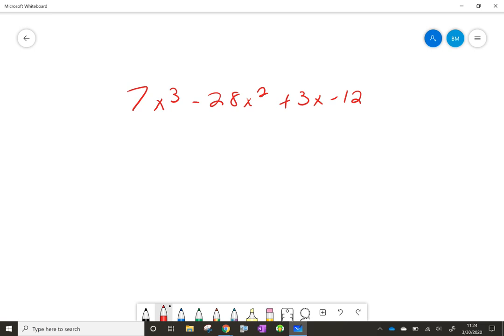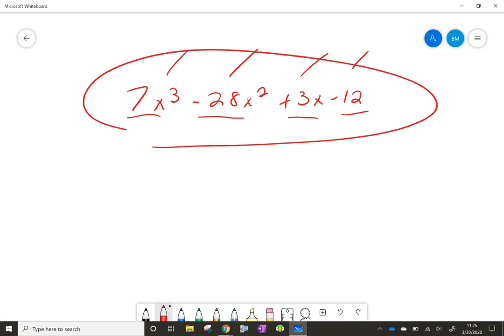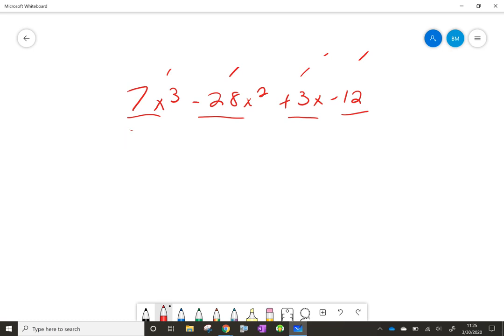All right, now here's the thing. This polynomial has 4 terms, right? 7x to the third, negative 28x squared, 3x, and negative 12. 4 terms. Now, not all 4 terms have a GCF in common. There's not a single thing that all 4 terms have in common. So there is no overall GCF. There is no GCF for the whole polynomial.